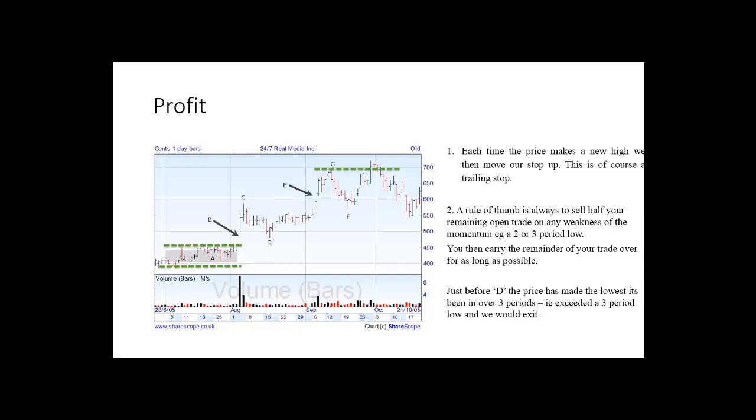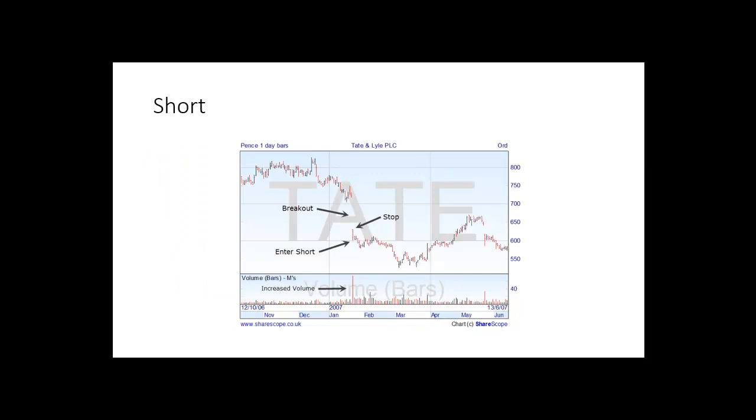Just before point D, the price has made the lowest it's been over 3 periods. I expect a 3 period low, and we would exit. Of course, the irony is it then rises. Well, that's fine, but we're going to be cautious. At a 2 or 3 period low, we may well exit once we've got in. So I'm not just going to show you winning trades. You can see what would happen where you exit at a 2 or 3 period low, and then, of course, it continues higher and you kick yourself. Well, that happens in trading, and that's fine. But it's better to be safe and have a 2 period or 3 period low as our trailing stop rather than not.